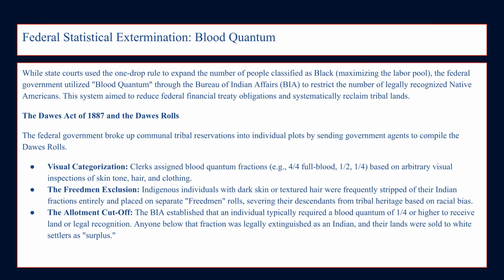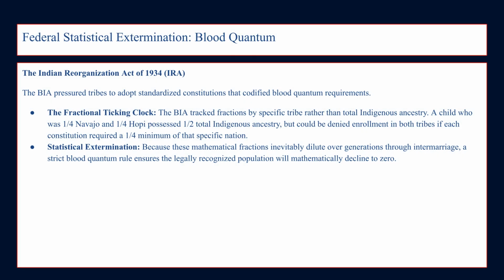At the federal level, the Bureau of Indian Affairs utilized blood quantum laws to restrict tribal recognition. The Dawes Act and subsequent rolls relied on visual categorization to determine who qualified for land and status. The Indian Reorganization Act further codified these requirements. By tracking blood fractions by specific tribe, this system ensured a mathematical dilution of recognized indigenous populations over generations.